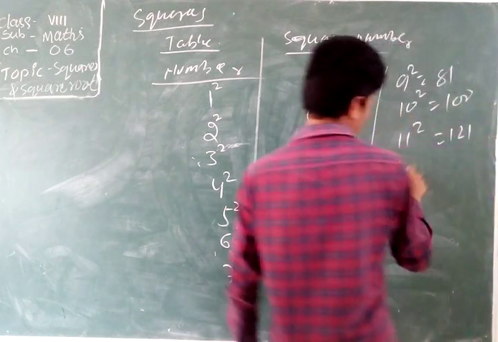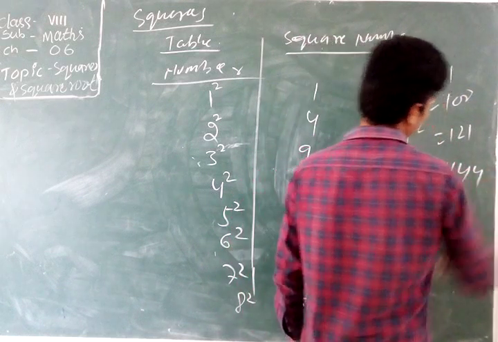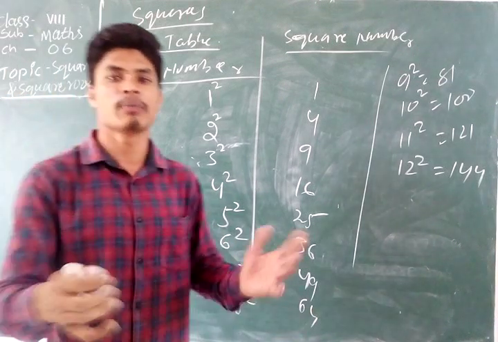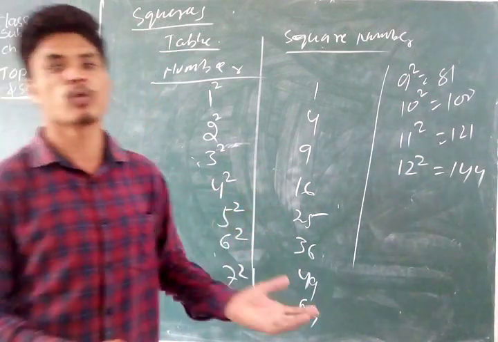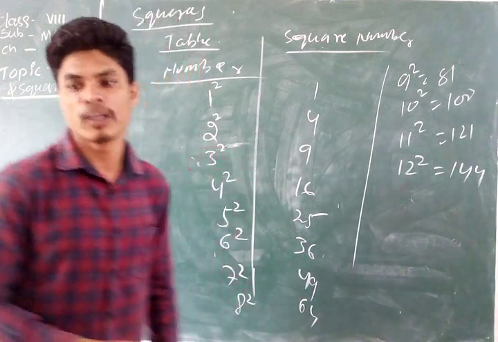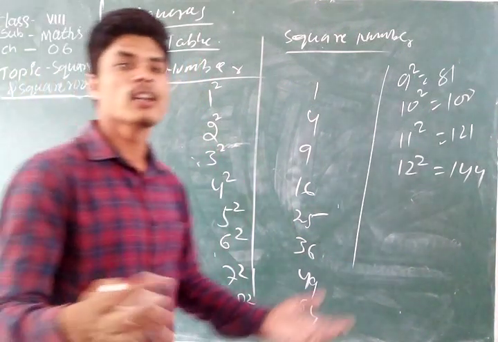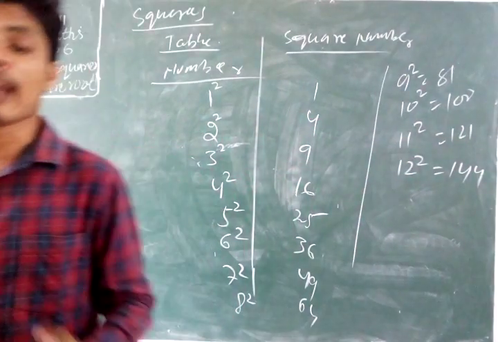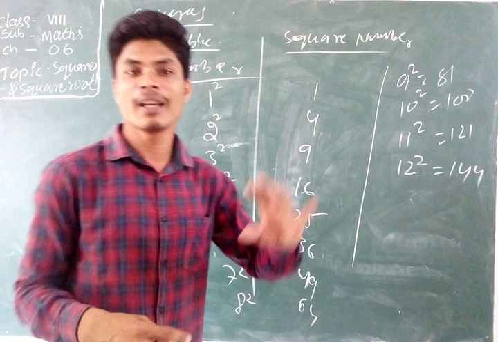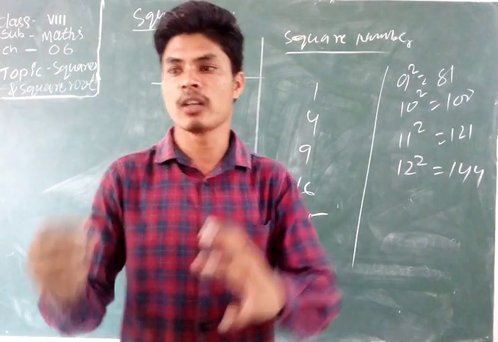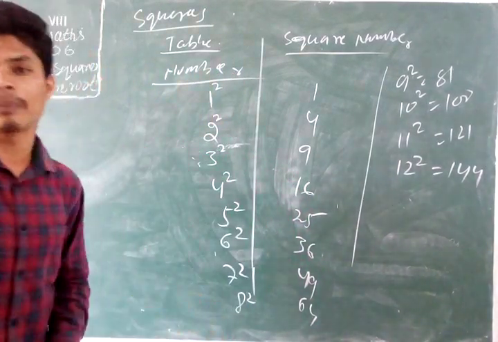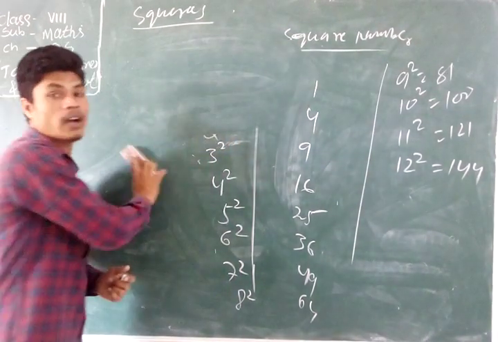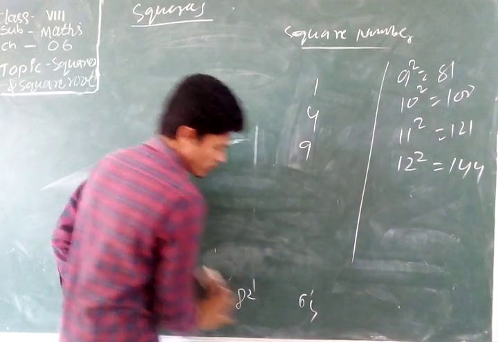12 square is 144. After 12 square, 13 square is 169, 14 square is 196, 15 square is 225, 16 square is 256, 17 square is 289, 18 square is 324. We can find the square of any number by multiplying it by itself. Now we will see how to find out whether a given number is a perfect square or not, using the factorize method.